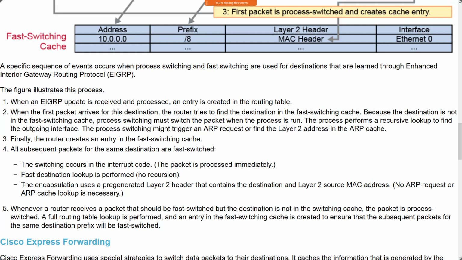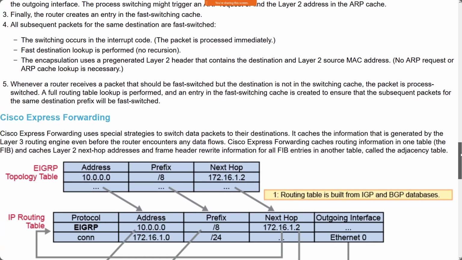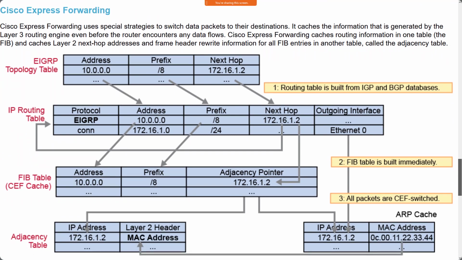All right. If a router receives a packet that should be fast switched, but the destination is not in the switching cache, we'll go ahead and process switch that datagram and we'll create the fast switching cache. So the only difference between fast switching and Cisco Express Forwarding is that with Cisco Express Forwarding, the caches are generated and built before the router sees any particular data flow.